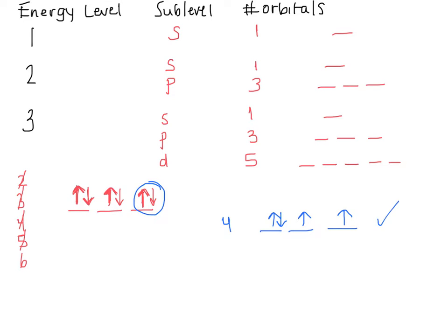Okay, that would be correct. You could not, however, do this. 1, 2, 3, 4. The fact that both of these arrows are sharing the same space and they're moving in the same direction, that would be breaking the rule of the Pauli exclusion principle.